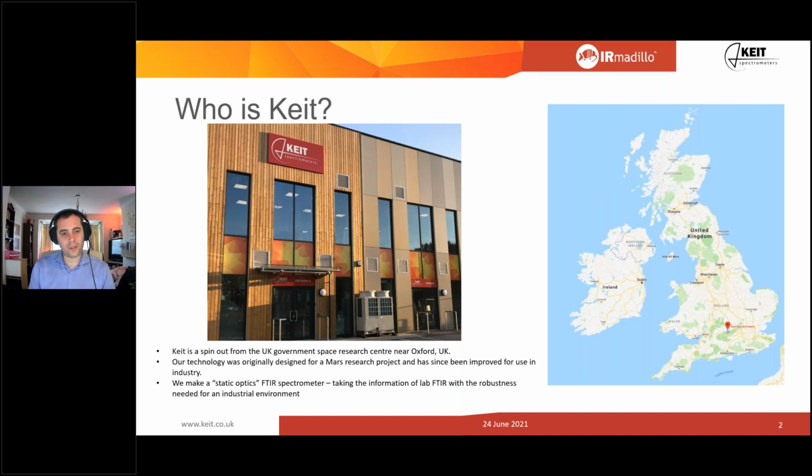And one of the things that that department was actually looking at was doing spectroscopy of the atmosphere of Mars. So developed a spectroscopic concept that could go to Mars and could take measurements of the atmosphere. And of course, if you're doing that, you need to survive launch. You need to survive travel to the planet, and you can't have any service engineers go to Mars to do any repairs. So it has to be robust and reliable. That core technology would then spun out to be the basis of Keit Spectrometers. So there's a lovely photograph of our building there, and that's who we are. So we make a static optics spectrometer, and I'll talk a little bit more about what that is in a bit.